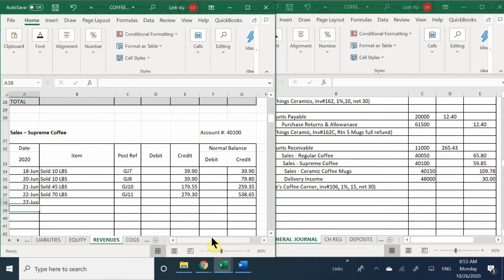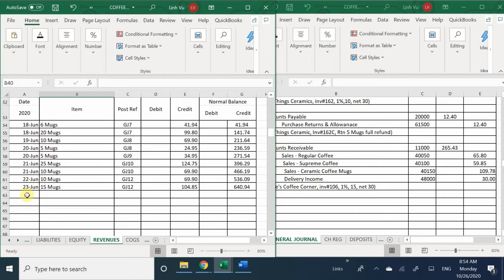We can go down to the Supreme. Sold 15 pounds. GJ 13. Credit 59.85. Total should be $598.50. Okay, good.